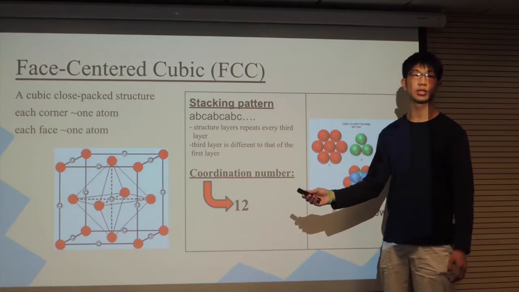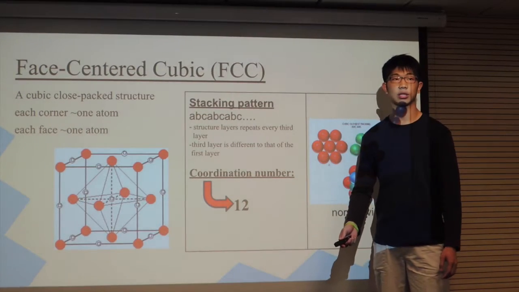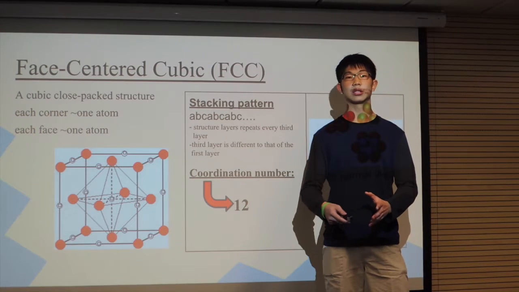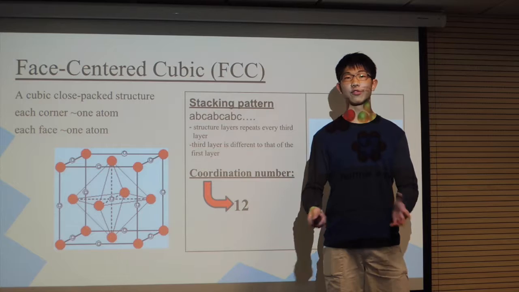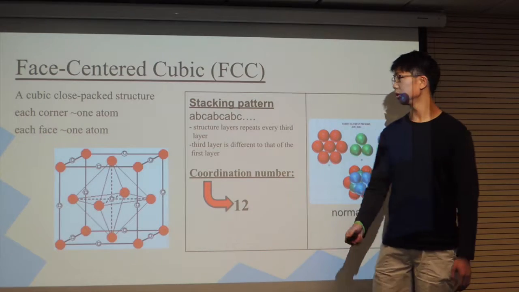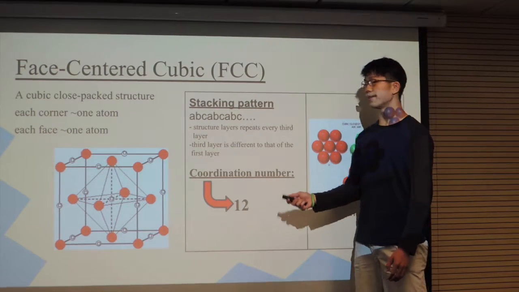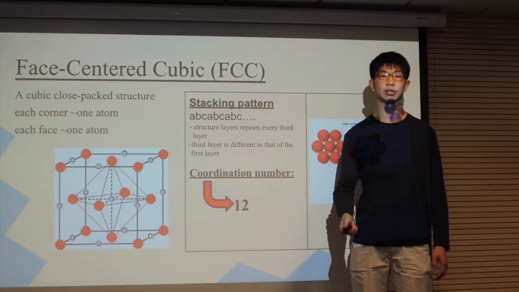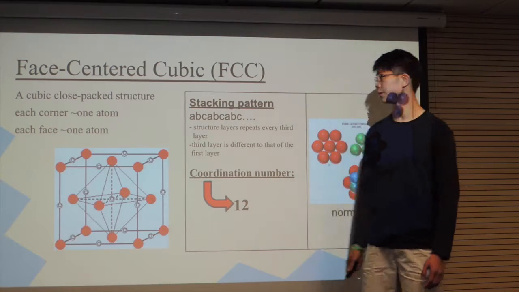For the stacking patterns, it would be ABC patterns. That means every structural layer would repeat the same for every third layer, and every third layer will also be very different to the first layer. So that won't be AB patterns, but instead it will be ABC patterns.